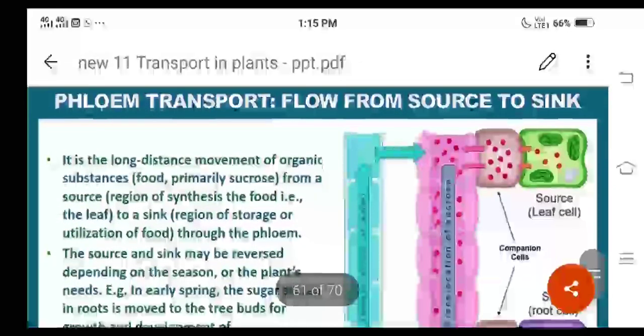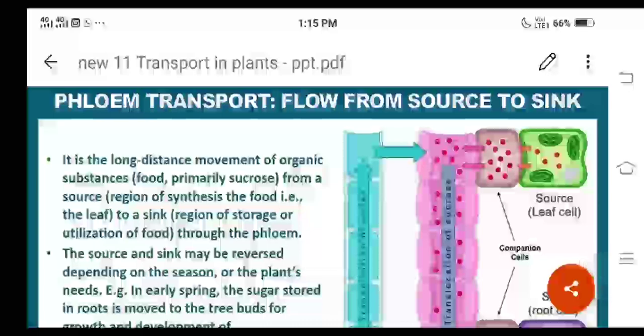What is phloem transport here? First we need to understand the meaning of this. It is the long distance movement of organic substances. It is nothing but food only, primarily sucrose, right? Primarily sucrose, from a source.